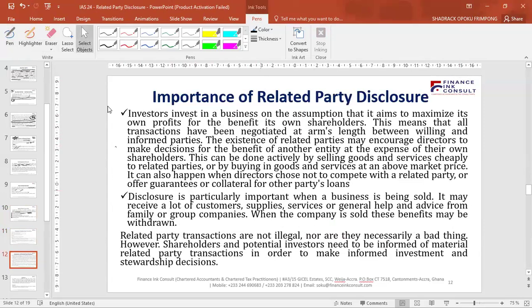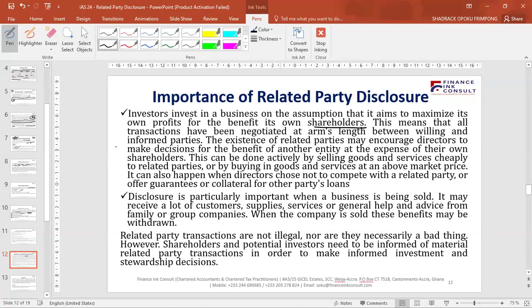So, importance of related party disclosure. Investors invest in a business on the assumption that it aims towards maximizing its own profit for the benefit of what, its own shareholders. If you study FM, they will tell you that the financial objective of every company is to maximize what, shareholders' wealth. So this means that all transactions have been negotiated at arm's length between willing and informed parties.